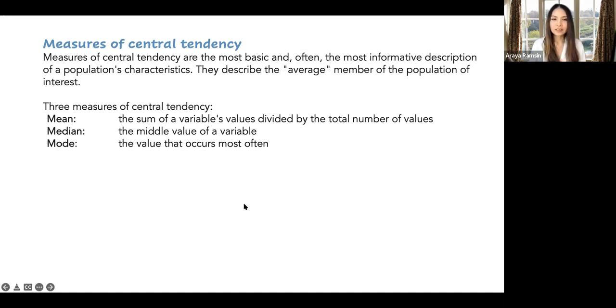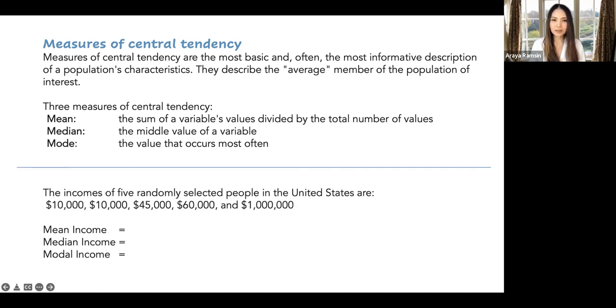Okay, now let's take a look at, I'm not sure if I should call this a practice or an example. Okay, practice and example together. So here, the incomes of 5 randomly selected people in the United States are as follows. First one, 10,000, 10,000, 45,000, 60,000, and $1 million. What is the mean income? Can you tell me what the mean income is from this example?